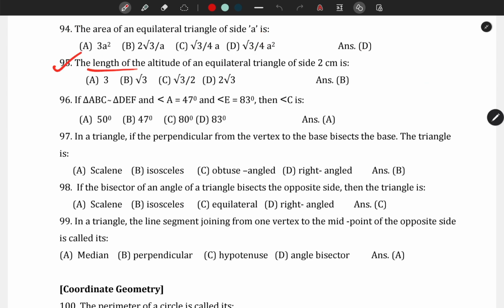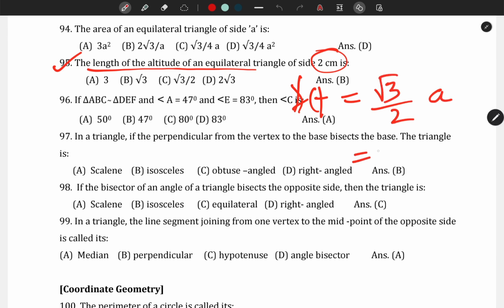Next question, the length of an altitude of an equilateral triangle of side 2 centimeter. So the altitude of an equilateral triangle is given by the formula root 3 by 2 a. Here a is given to be 2 centimeters, so root 3 by 2 into 2, the 2 will cancel, equals root 3. The altitude will be root 3.